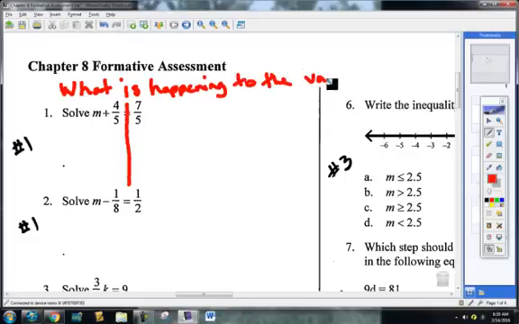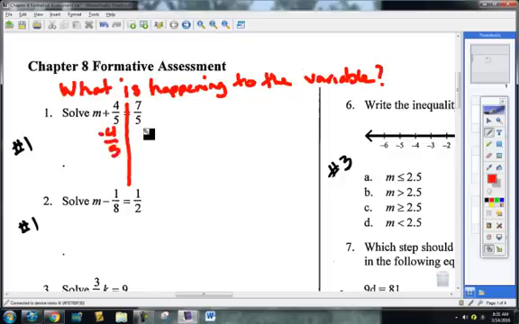Because remember, this formative is now your study guide. It's exactly what it is. What is happening to the variable? Okay. Now the idea is you want to answer that question, what is happening to the variable? Isabel? It's being added. Or you can take 4/5 as being added to it, right? But you could say it's being added. Same idea. Okay? So how do I undo adding 4/5? I need to subtract 4/5.